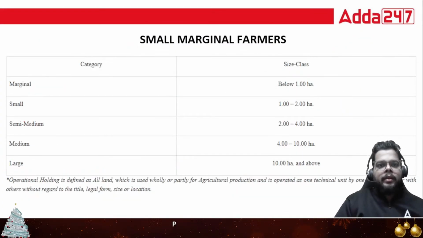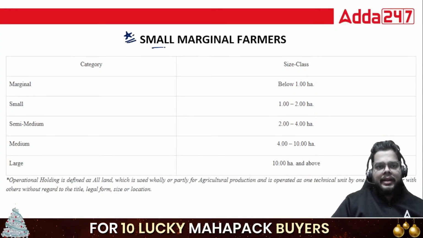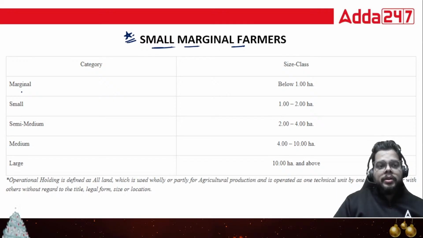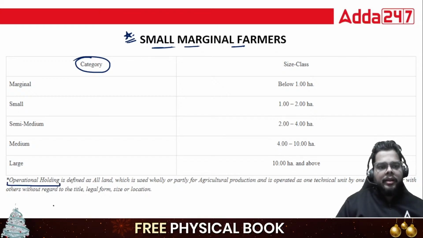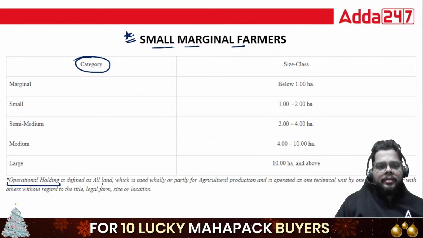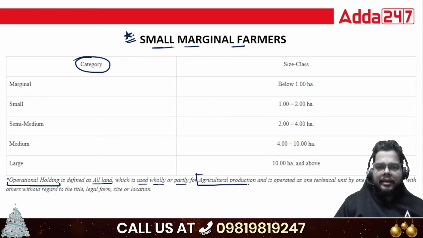Now here, I have attached the screenshot of the categorization of small and marginal farmers, which is the first category under the weaker sections. So when we talk about the categorization, how is it done? It is done on the basis of operational land holding. And what is the definition of this operational land holding? It is defined as all the land which is used wholly or partly for agricultural production.